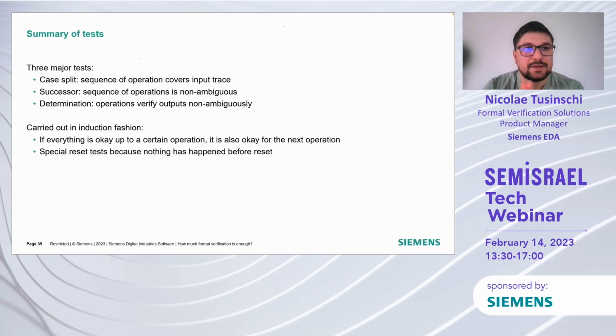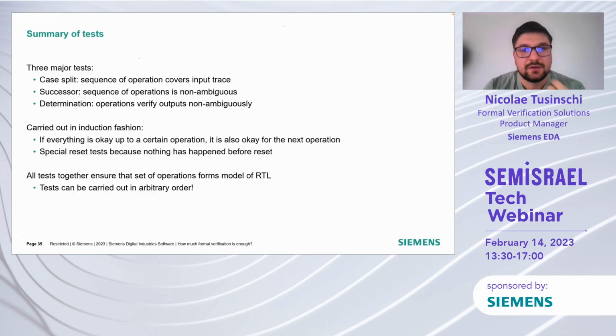Also, these tests are carried out in an induction fashion. So if everything is okay up to a certain operation, it's also okay for the next operation. There are special reset tests because nothing has happened before. In order to achieve completeness, because it's a binary output, yes or no, all tests together, when they are holding, ensure that the set of operations forms a model of the RTL. But tests can be carried out in an arbitrary order. There's no specific order for them.